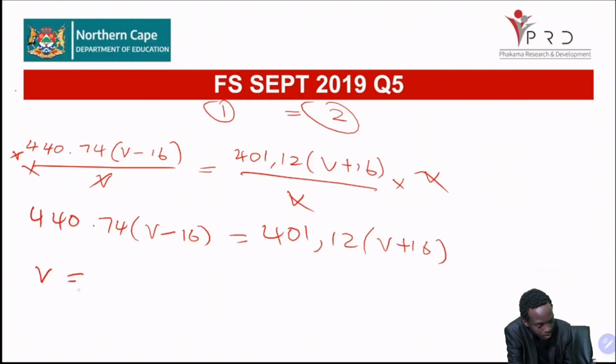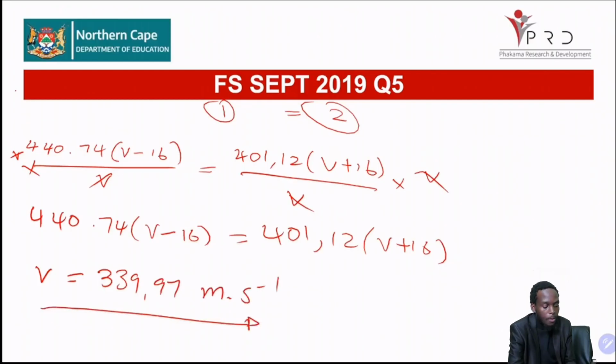And then I manipulate, and then 440,74 divided by 401,12, then you multiply by that. And then our answer for V is going to be 339,97 meters per second. So this is our speed. So this now becomes the speed of the sound waves.